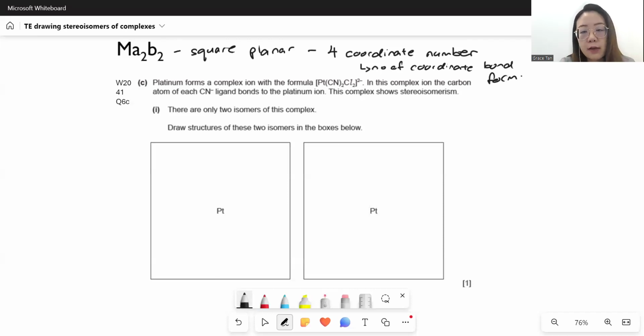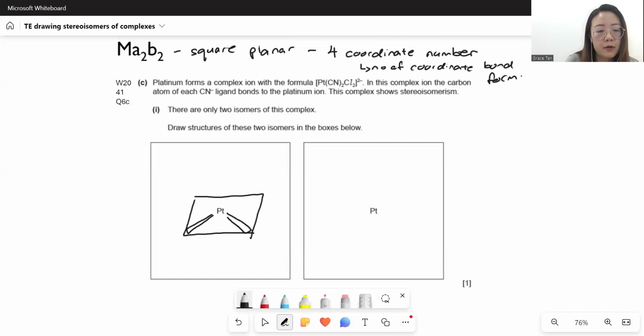And when you have 4 coordinate bonds around you, you can have 2 types of shape or geometry. The first one is square planar, the other one is tetrahedral. Okay, but normally A2B2 will be square planar in your syllabus, unless stated otherwise. So first, we would like to draw a square plane. Please draw in 3D. Then you have the wedge, and you have the dotted line. Okay, I will just quickly draw the other side, because you have to draw 3D.